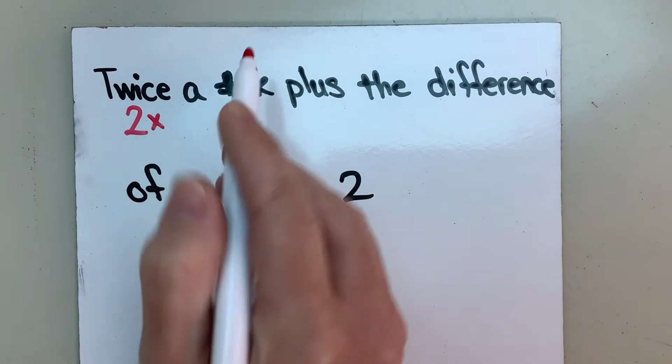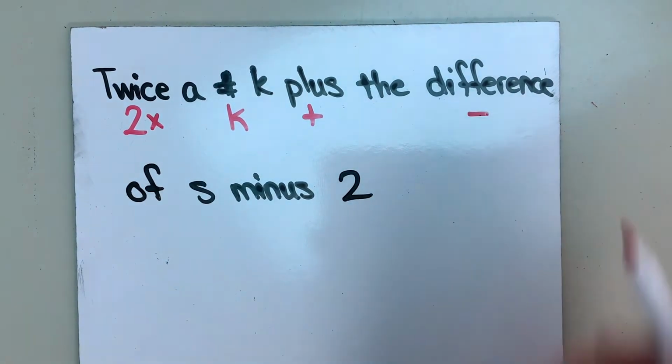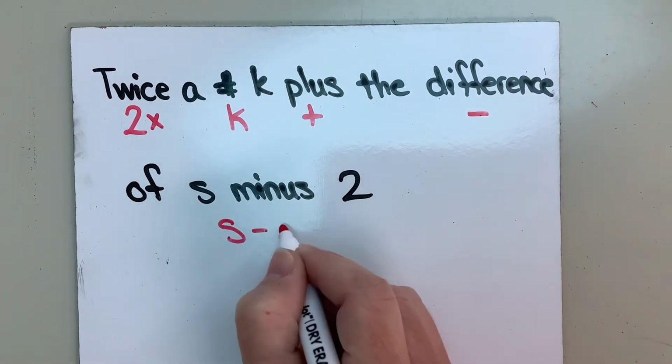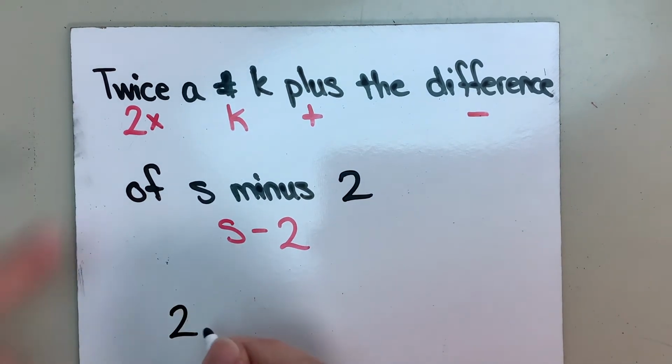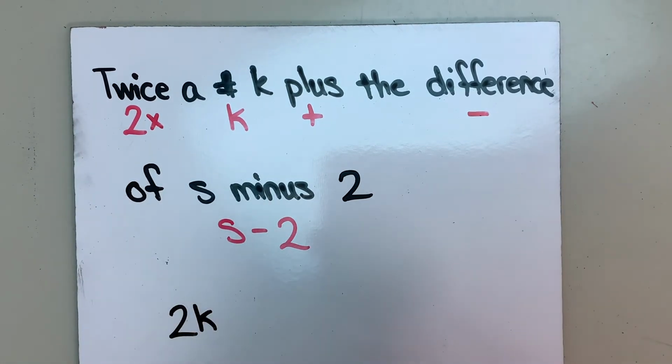We have a number K, so that's going to be a K, plus, all right, this is difference. Well, difference means to subtract, okay? The difference of S minus 2. So when we put that together, we have 2K, and we actually don't need to show the multiplying, and I'll tell you about that in just a minute. 2K plus the difference, that means the whole answer, so I'm going to put parentheses because it wants the whole answer of S minus 2. And that would be your expression.